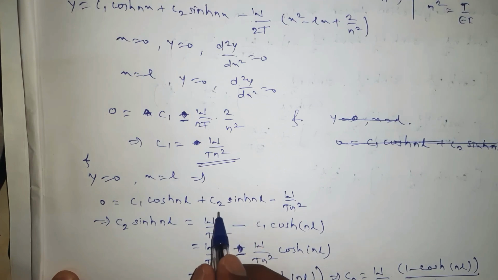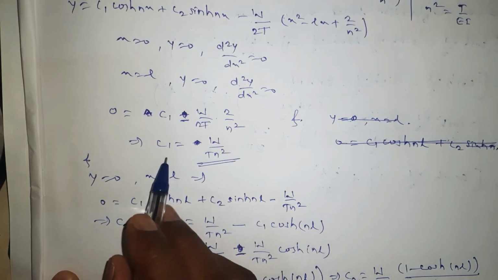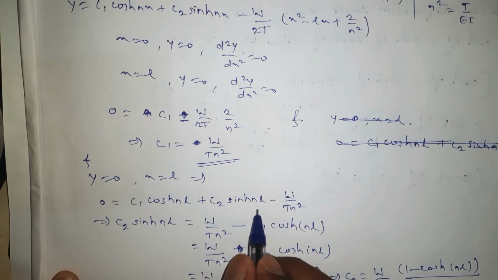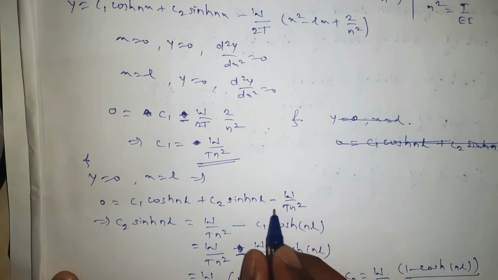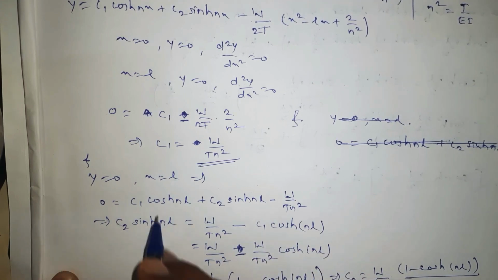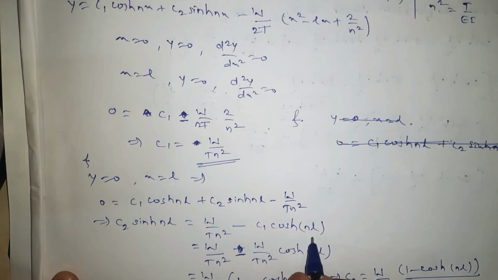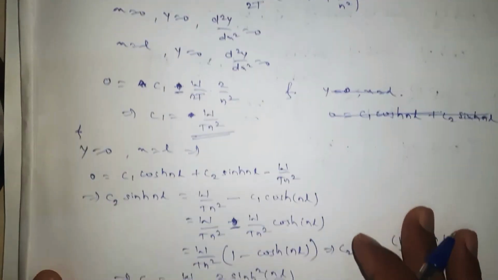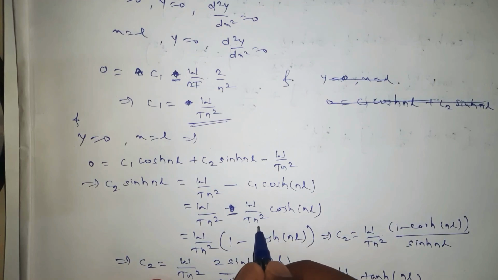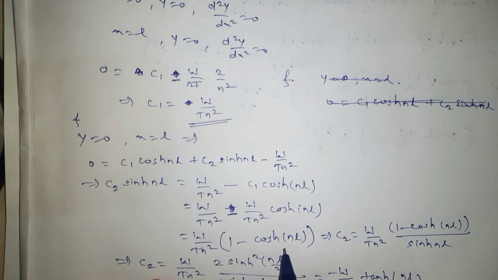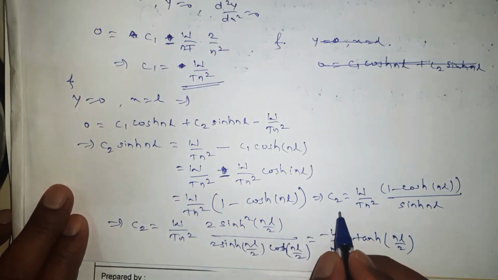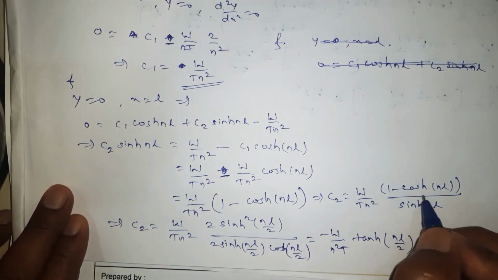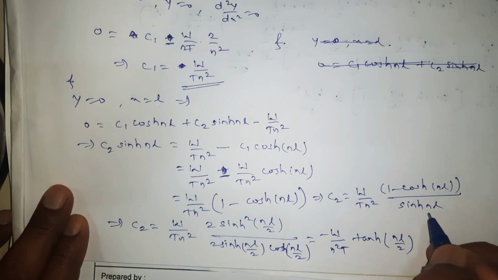What I can do here, I want to find c2 because c1 is already in my hand, so I write c2 sin h nL is equal to, transfer both these terms to the LHS, so I get w upon t n square, because minus becomes plus, and this becomes minus c1 cos h nL. Okay, now the value of c1 is w upon t n square, substitute here, take w upon t n square common, I get 1 minus cos h nL, right? Now divide by this sin h nL, so I get c2 is equal to w upon t n square into (1 minus cos h nL) upon sin h nL.